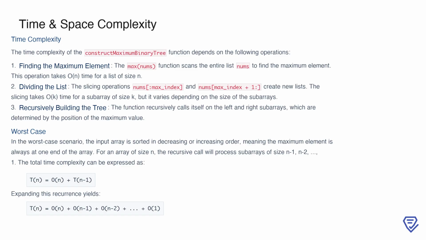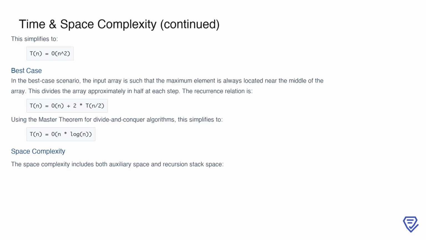In the worst-case scenario, the input array is sorted in either decreasing or increasing order. This means the maximum element is always at one end, and the recursive calls process subarrays of size n-1, n-2, and so on. The recurrence relation here is T(n) equals O(n) plus T(n-1), which expands to T(n) equals O(n) plus O(n-1) plus O(n-2) plus and so on down to O(1). This leads to a worst-case time complexity that grows quadratically. This quadratic growth simplifies to a time complexity of O(n squared) in the worst case.